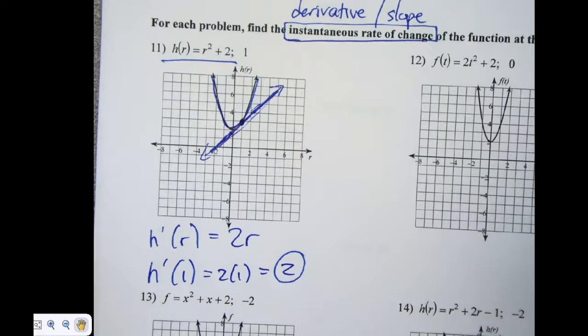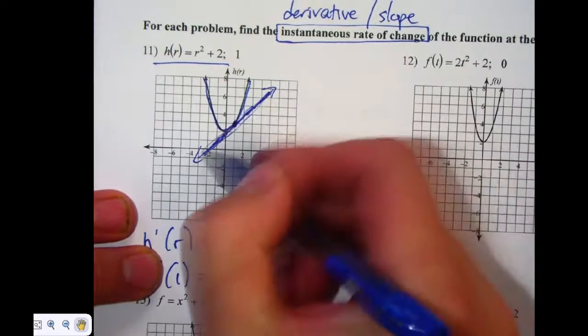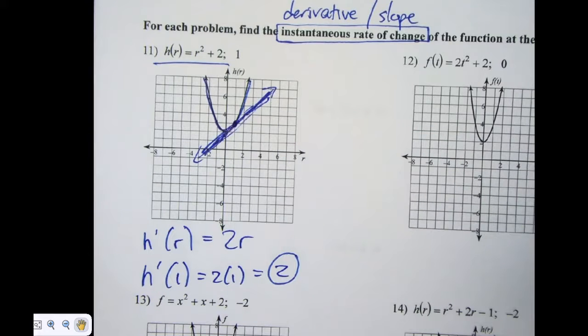So we're not estimating anymore, we're not eyeballing, we can actually do the math, connect it to the graph, and say, okay, here's what we're finding. So that means the slope of this line is 2, which I may not have drawn very well, but that's a different story.